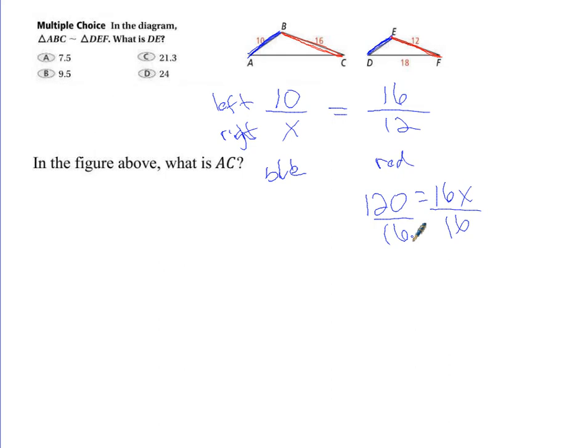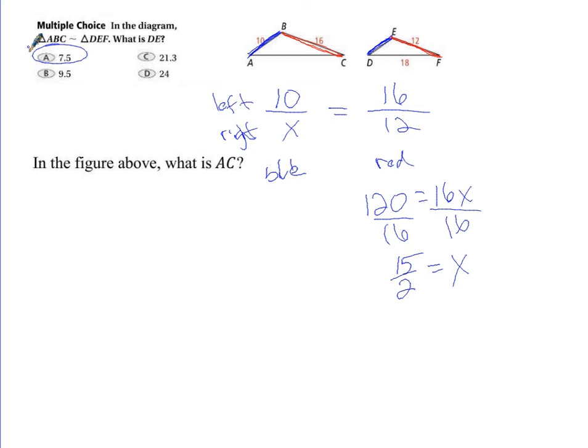Fifteen halves equals x. So now we go back to the problem and we say, all right, it was a multiple choice problem. I've got to write my answer down. What's my answer going to be? 7.5. So the answer is A. You'd bubble in A. I'm just circling it, but you would fill in the bubble.